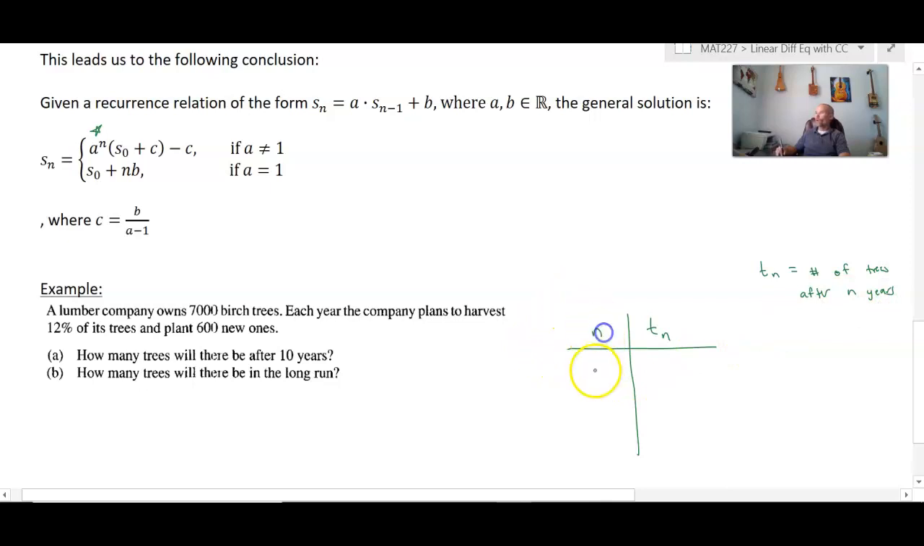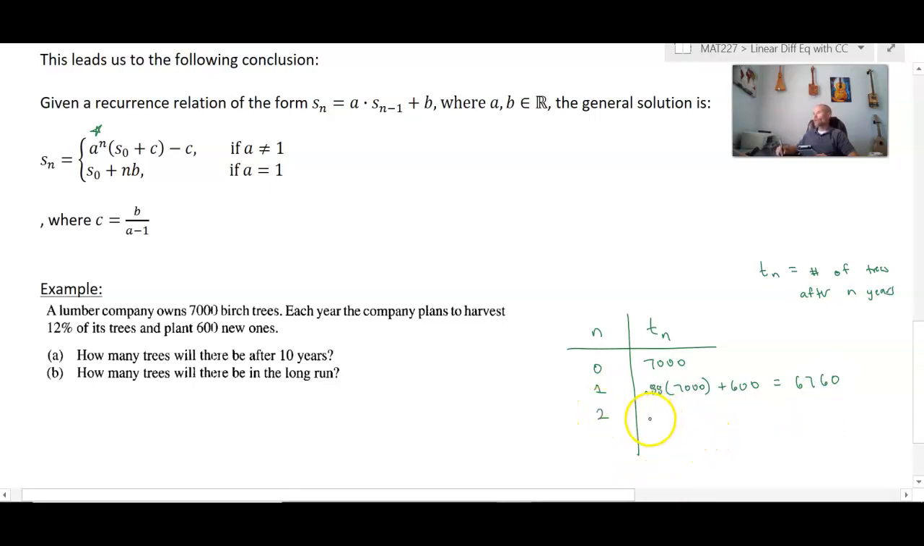So let's see how this would work. When n is 0, we know there are 7,000 birch trees. Now 1 year later, we know that we're going to harvest 12% of these 7,000. But we want to know not how many do we get, but how many do we leave behind. Well, if we're harvesting 12% of its trees, that means we're only going to have 88% of the 7,000 left. Again, 12% get removed. We're asking how many trees will there be in our tree forest. And we're also going to plant 600 new ones. Well, I can do the math on that. I can see that that's 0.88 times 7,000 plus 600 comes out to 6,760 trees.